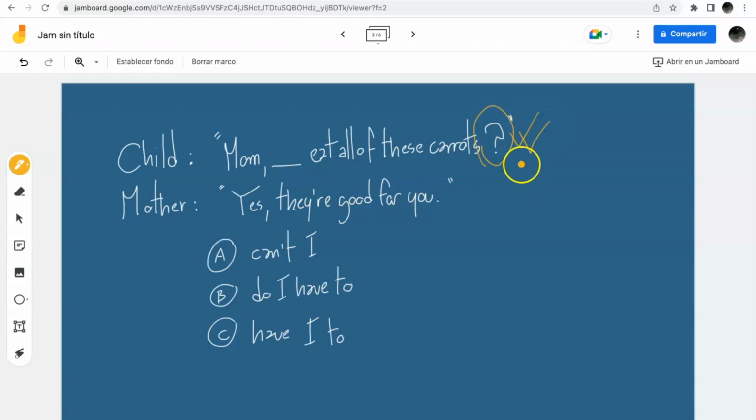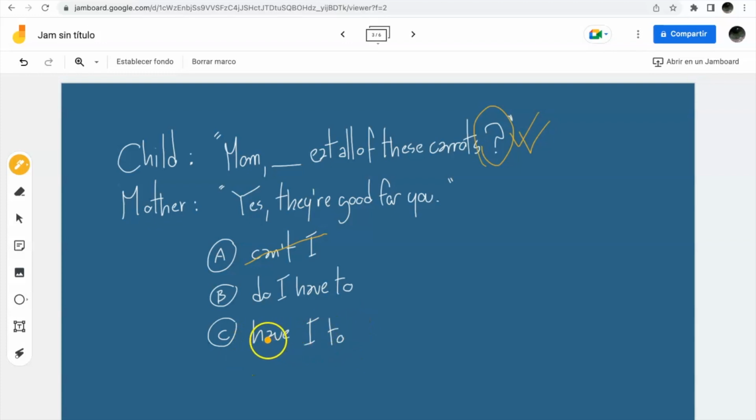You have to pay a lot of attention, or you have to focus on that, right? The most important part there is question. Therefore, can't I eat a lot of these carrots? No, right? Do I have to or have I to?